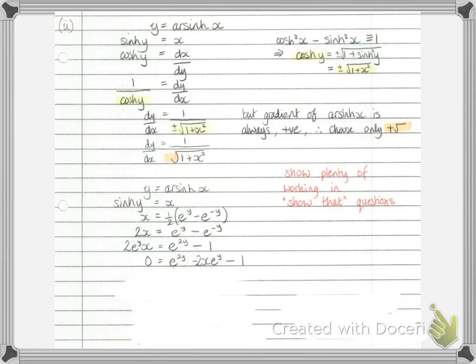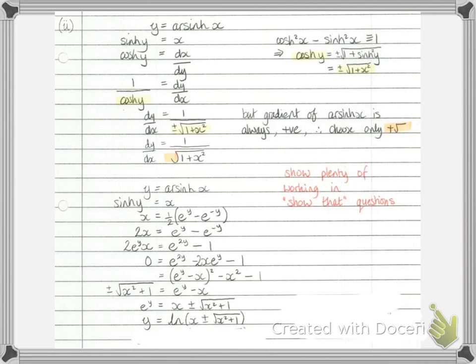I can solve that in any way I like. I've gone for completing the square, and this leads me to an expression that e to the y is x plus or minus the square root of x squared plus 1. Now to get y on its own, I'm going to log both sides, and here I've got log with a plus or minus. Now what can we do about this plus or minus?